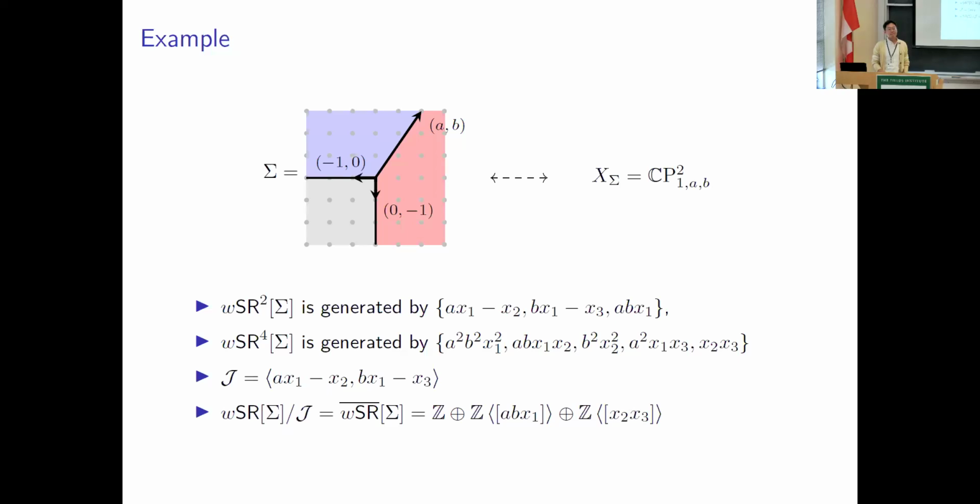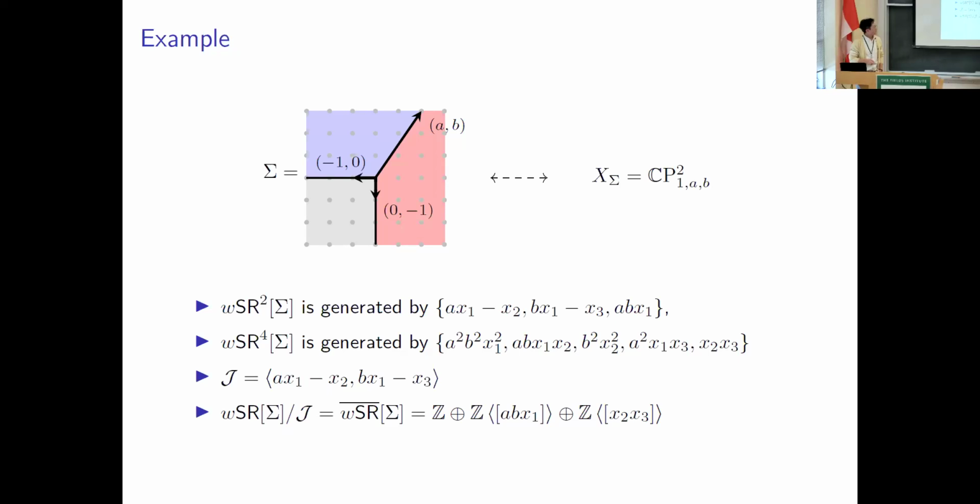In this case, if you take A equal to B, you just have CP2. Do you have any assumptions on your weights? Do you assume that A and B are coprime or something like that? Yes, A comma B is a primitive vector. By fan, I'm thinking of the primitive vectors generating the one-dimensional cones.